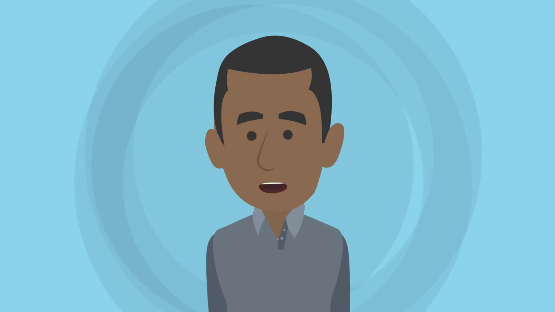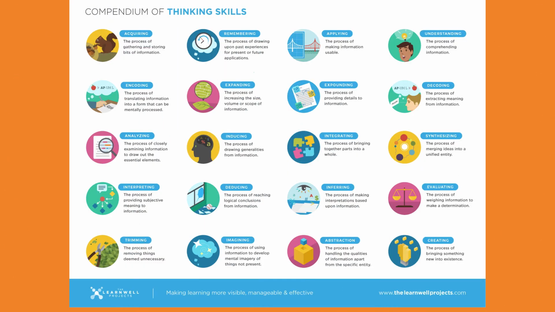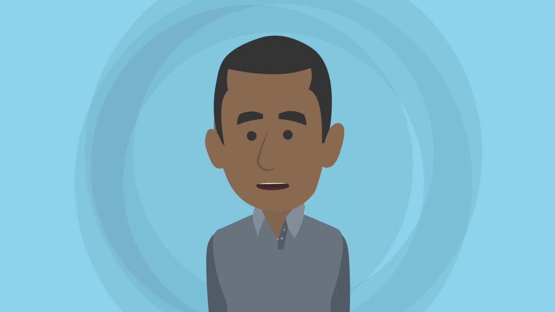Okay, now that you understand the work that we are trying to accomplish with metacognitive assistance, and you have tools such as the Think Well, Learn Well diagram and the compendium of thinking skills to work with, and you also have assignments such as the ABCs of academic work to ensure students get off to a great start, let's wrap all of this work into 7 steps you can follow.